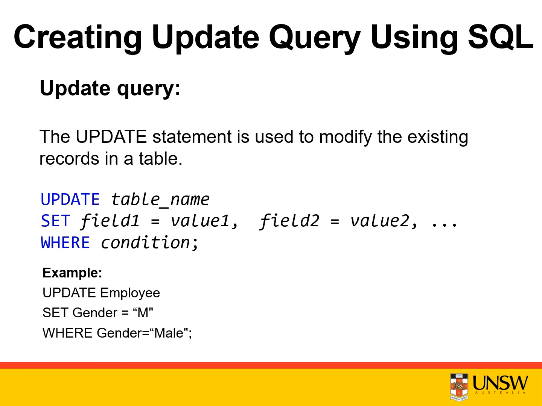The next action query is update query. In order to write an update query to modify the existing records in a table, type update followed by the table name that you want to update its fields. Then type set and add the name of the fields that you want to update their values. Finally, in the where part, define the update condition. For example, this sample statement shows how we can replace gender field value of the records whose value is male with M.